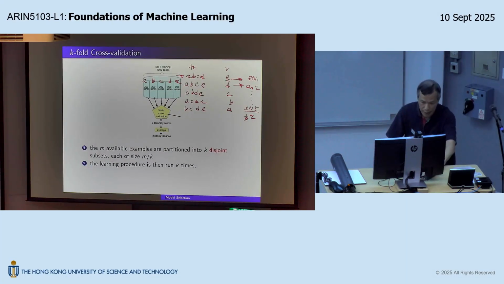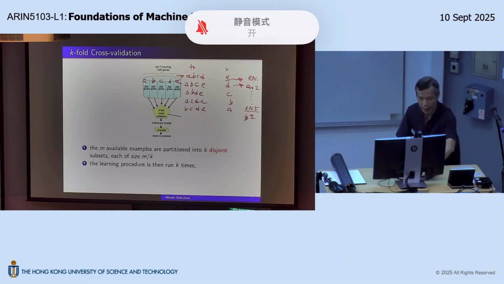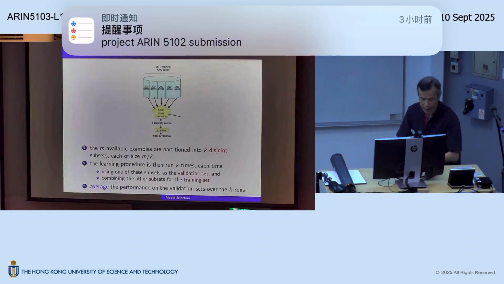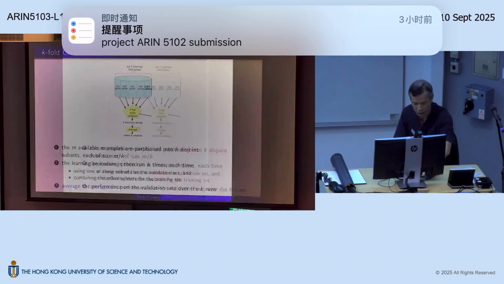Agree? And so you repeat this process K times. Here with 5-fold, you do it 5 times. You use one of the subsets for validation and the remaining for training, and then at the end you average the performance. Is it clear? So this is the cross-validation procedure.